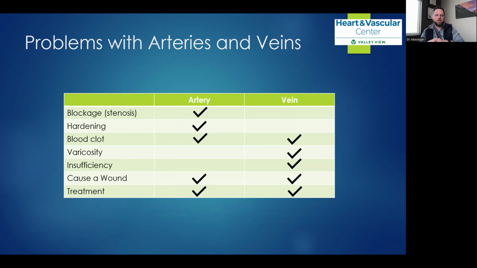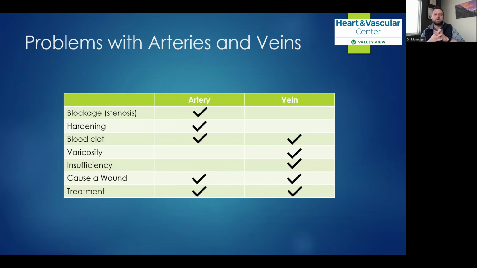And then arteries and veins, when they develop pathology or problems, can result in wounds, particularly on the lower extremities. We can see ischemic wounds from arterial problems where there's inadequate blood flow through an artery into the lower extremity or the foot, for example. We can also see wounds that result from venous insufficiency, and that wound tends to look a little bit different, usually around the ankle.